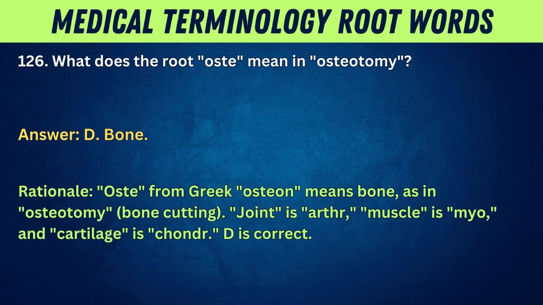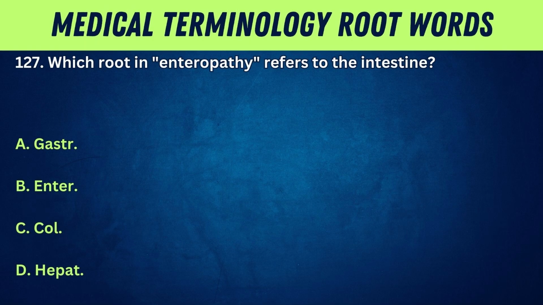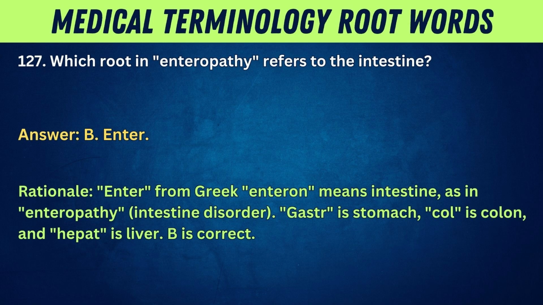D is correct. 127. Which root in enteropathy refers to the intestine? A. Gastr. B. Enter. C. Kern. D. Hepat. Answer: B. Enter. Rationale: enter from Greek enteron means intestine, as in enteropathy, intestine disorder. Gastr is stomach, col is colon, and hepat is liver.